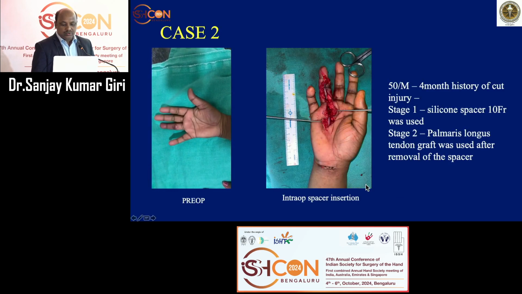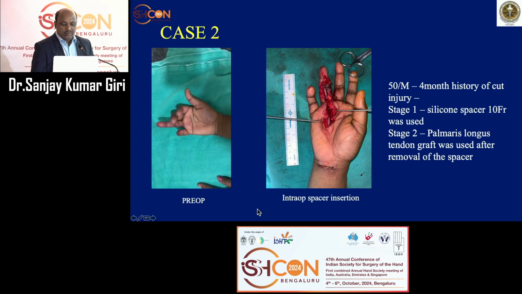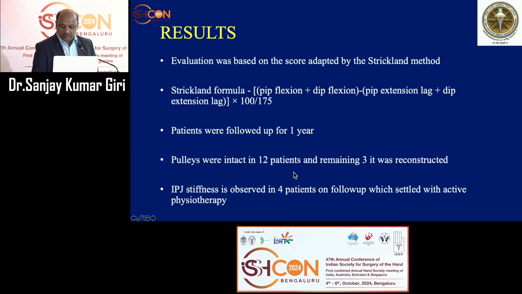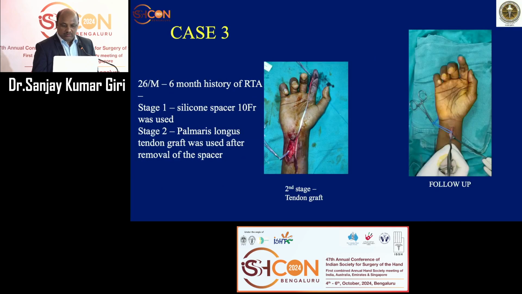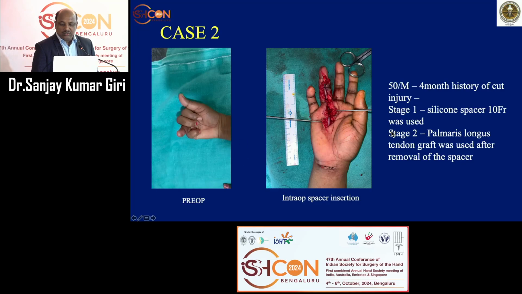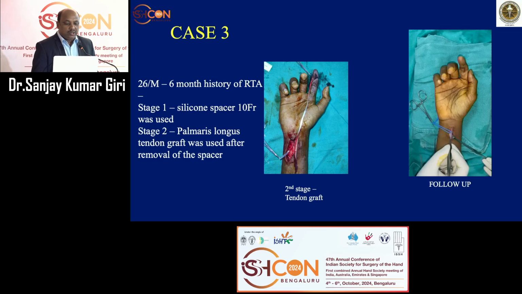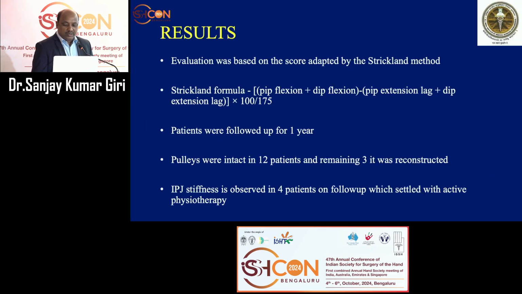Similarly, case 2, this is a pre-op case where you can see in the left hand, the fourth finger has no movement. In stage 1, the silicone spacer was used, and in stage 2, we used the palmaris longus. Similarly, case 3 is a 6-month history of RTA.